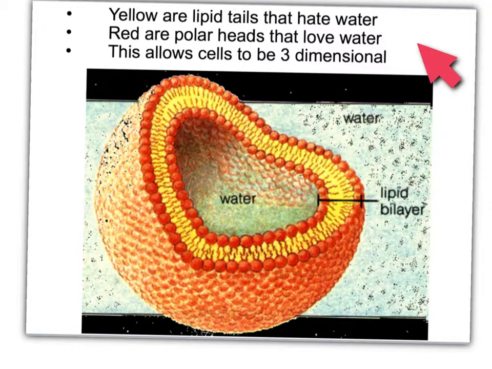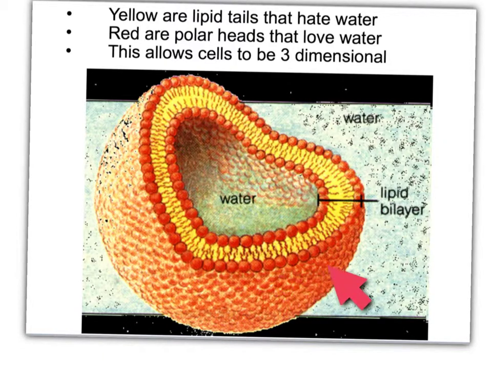That last picture I showed you was of 2 dimensions of the phospholipid bilayer, and cells are not 2-dimensional, they're 3-dimensional. So this model better represents what an actual cell phospholipid bilayer would look like. So the yellow pieces are the lipid tails that hate water. So right here you can see where the tails are all bunching up together. These red pieces on the outside are the parts that love the water.